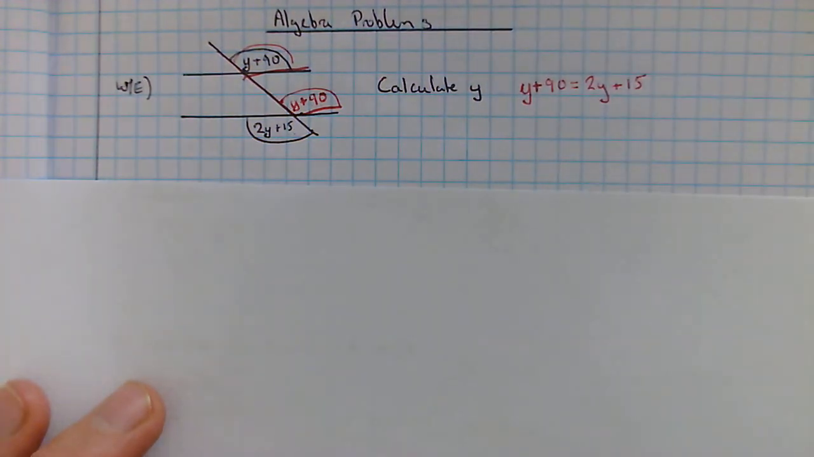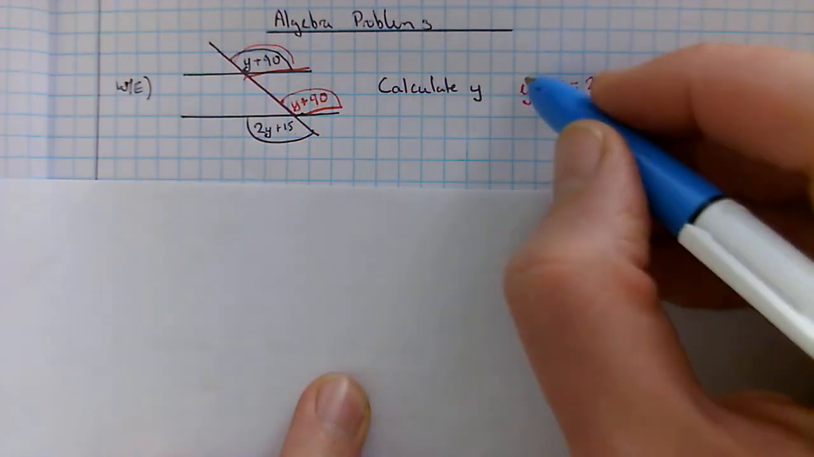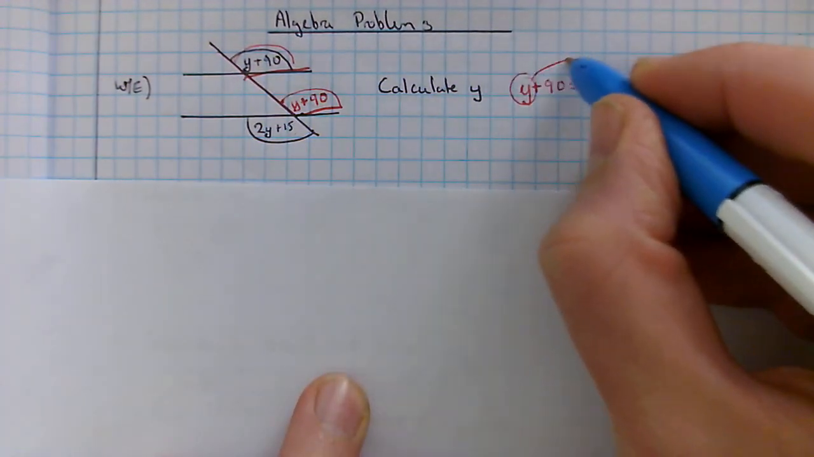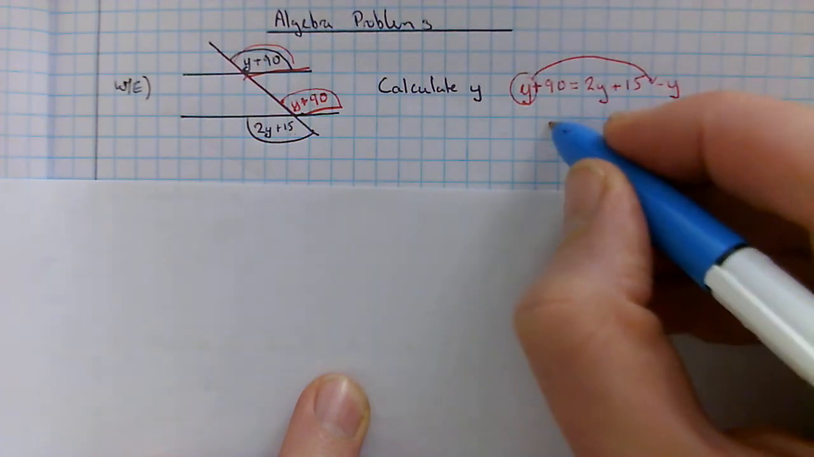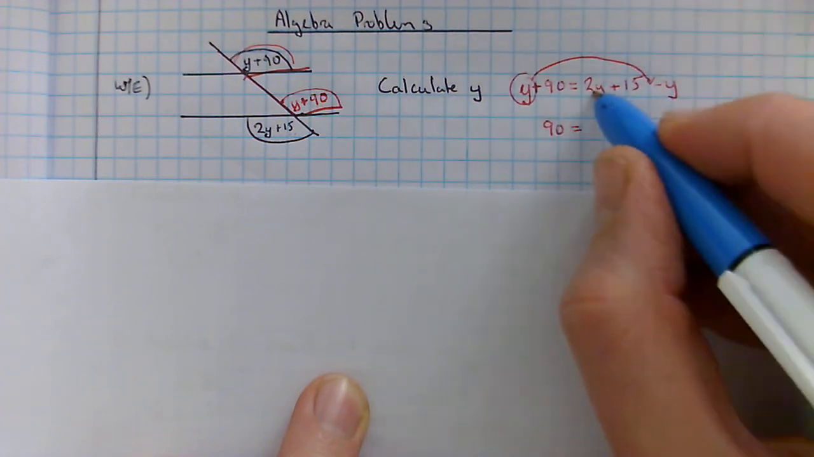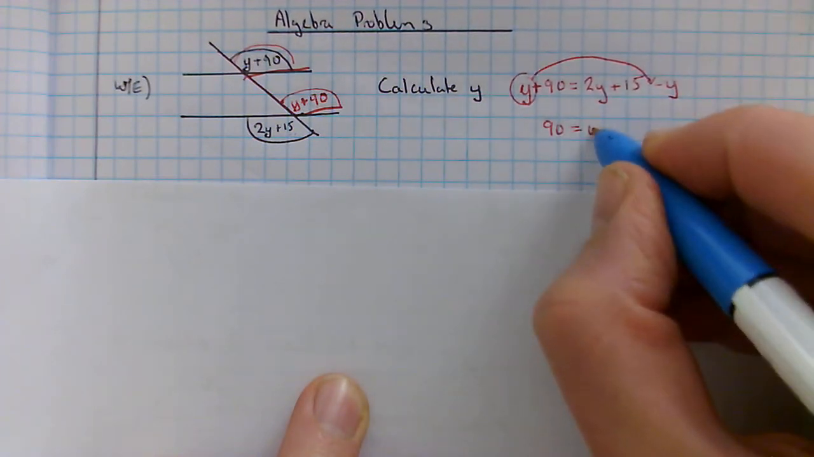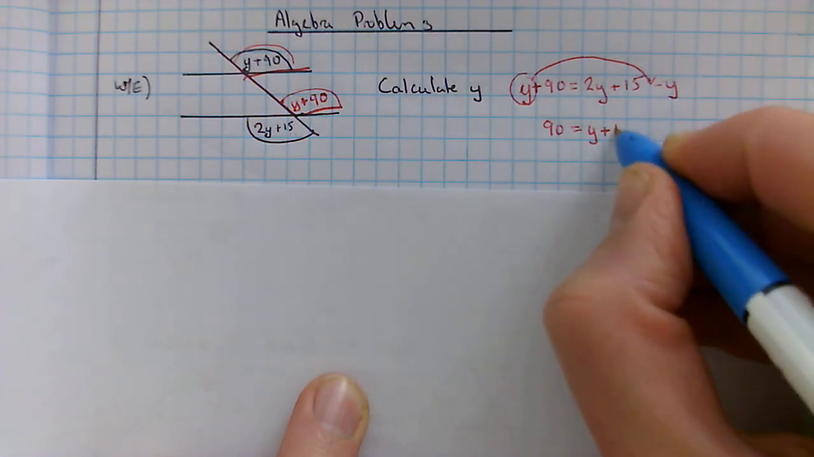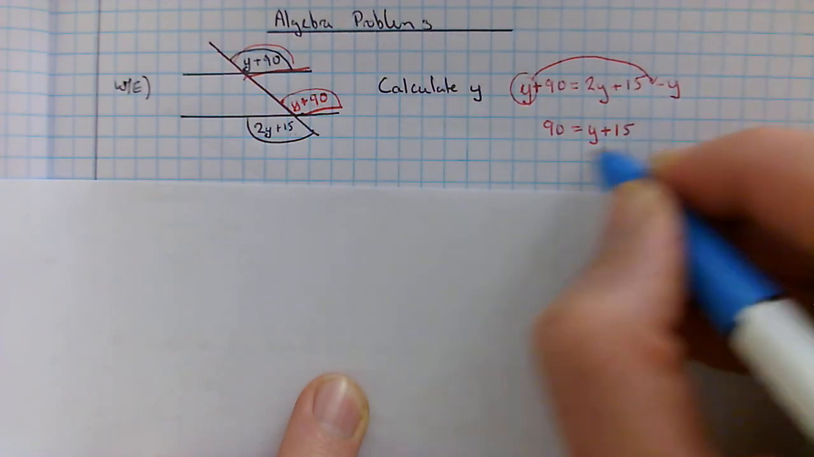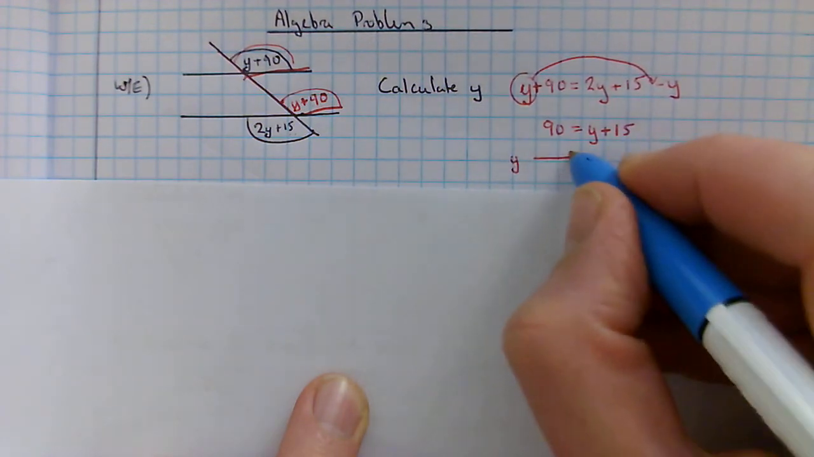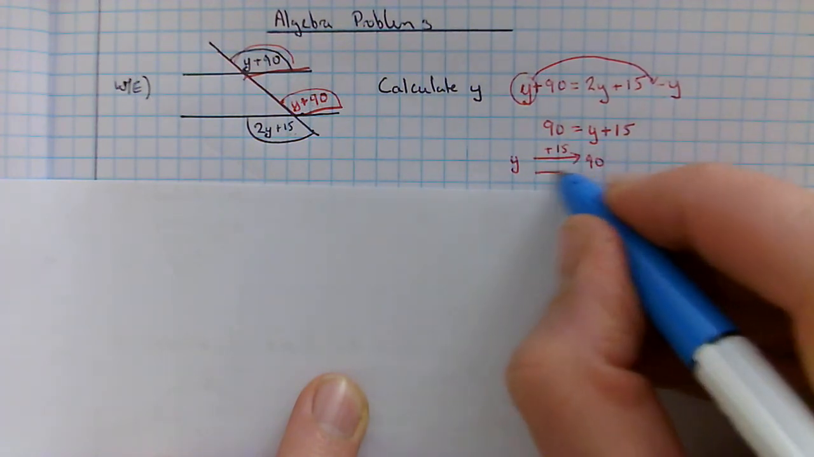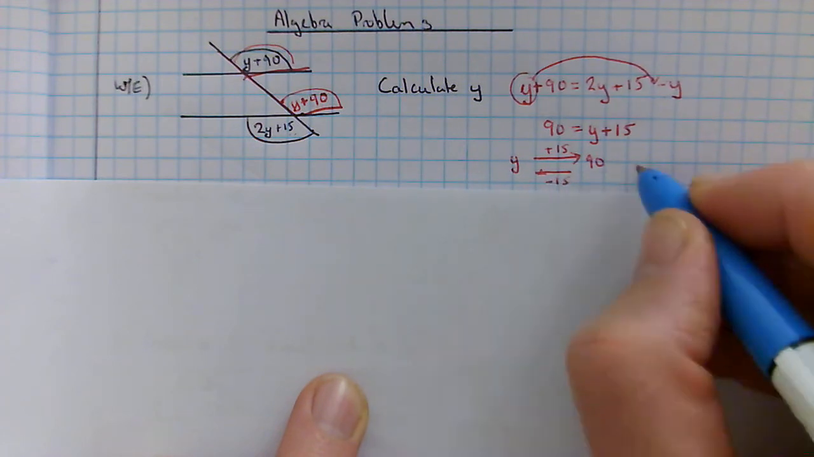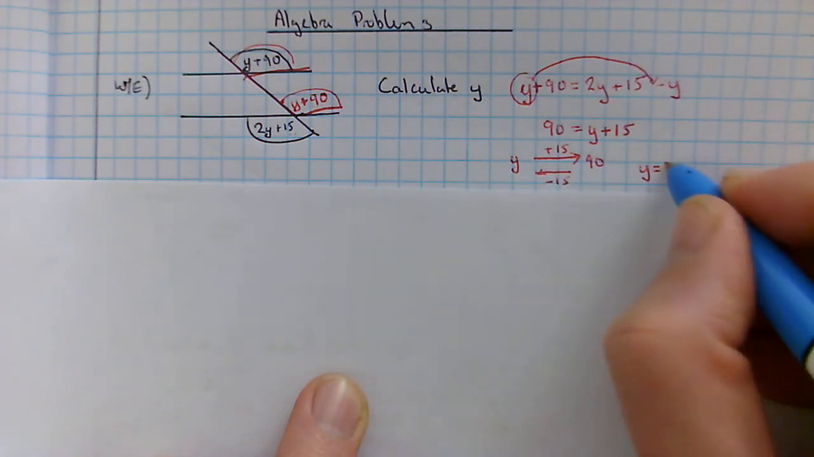So remember how we solve questions like this. We want to only have y on one side. So what I'm going to do is bounce this y over to the other side and make it minus y. So I've got 90 equals 2y minus y, which is y, plus 15. I'm now going to solve that equation. y add 15 gives me 90. So to get y I need to take away 15, which tells me that y equals 75 degrees.